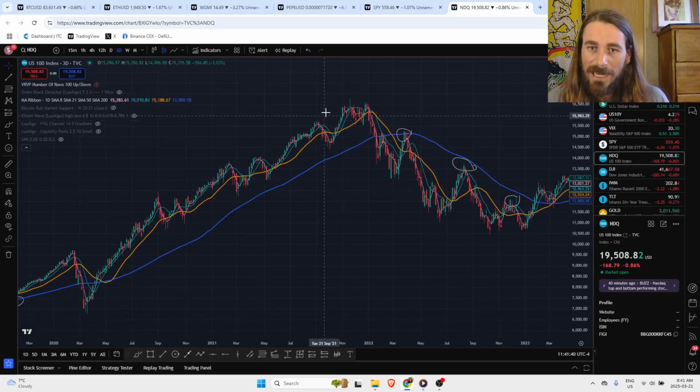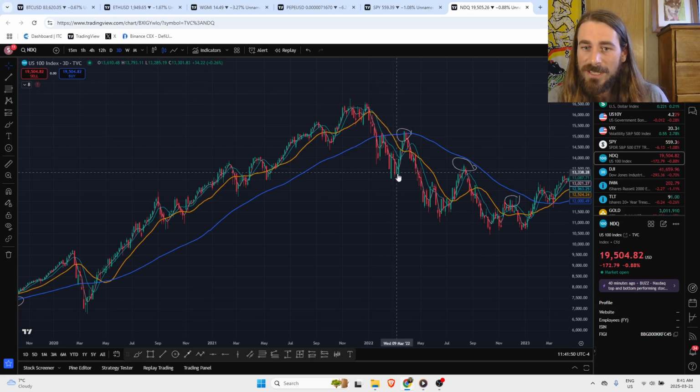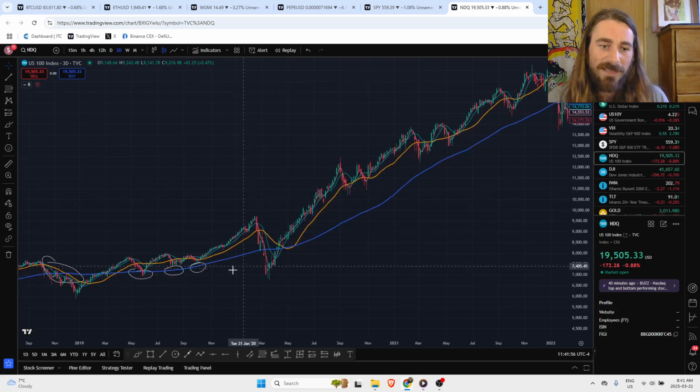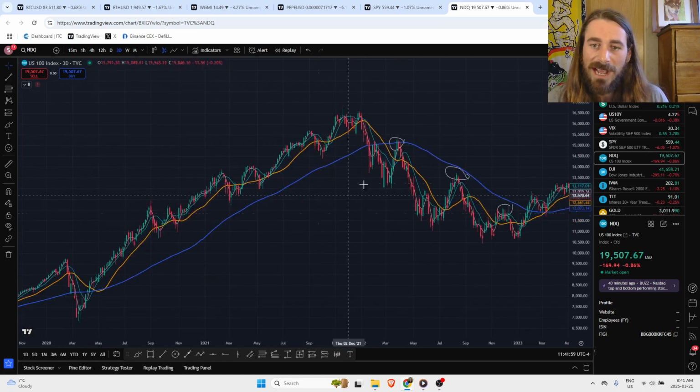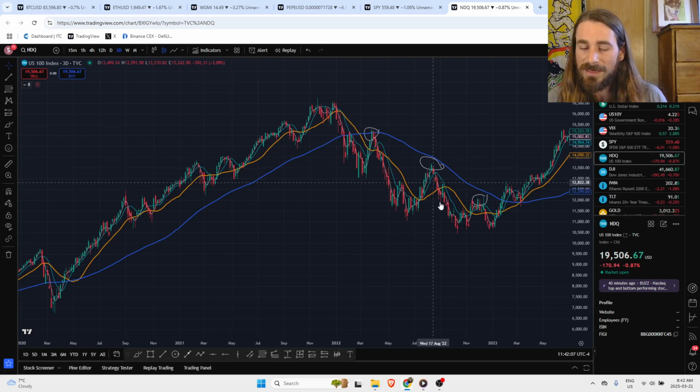And then you see right here, we come up, we've put in our topping pattern, and then we start to break down, and we got rejected by that 200-day moving average. Same thing here, we tried again and were rejected by the 200-day moving average. So previously acting as support, it's now acting as resistance, with price bearishly losing the structure of the moving averages and then getting rejected underneath them.